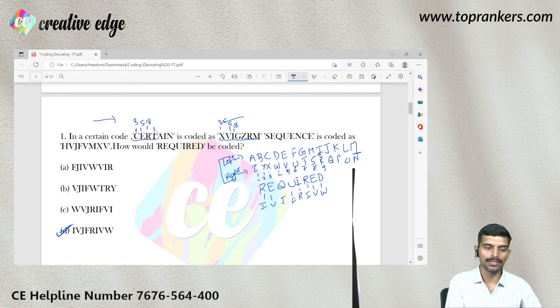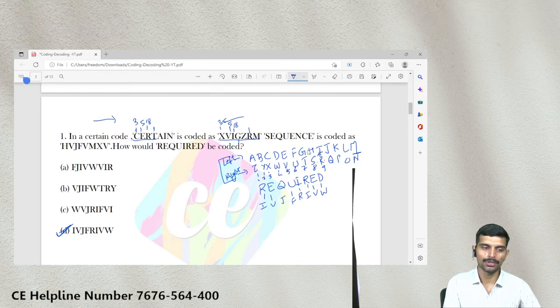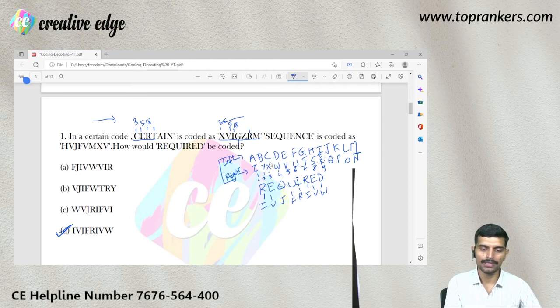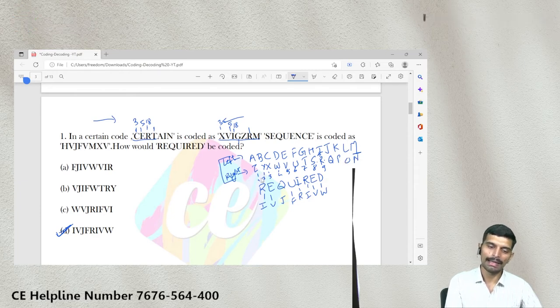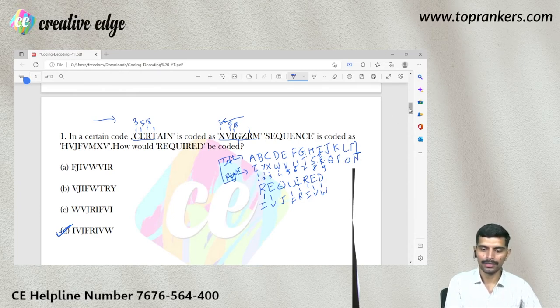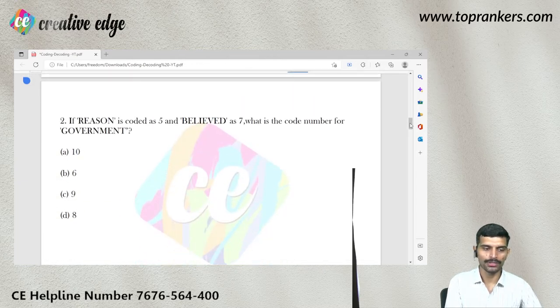See here, say for example T, so above T is G, so my replacement letter should be G. Say R, so above R my replacement letter should be I. Say X, above X my replacement letter should be C. Okay. But you have to write it in a manner that N is just below M, O is just below L, and then you can follow the pattern, right? Let's quickly move to the next question.